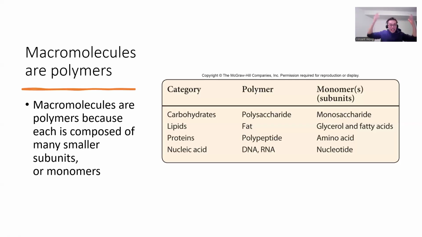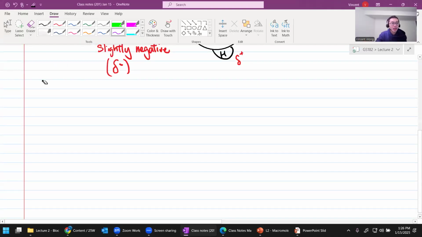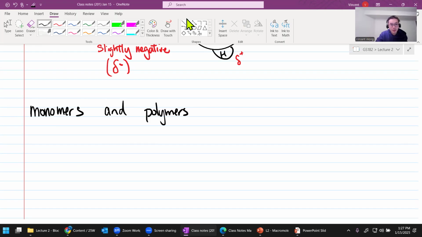Macromolecules are collectively known as polymers. Polymers are basically long chains of the same thing repeating over and over again. There are little building blocks that we connect together. So I'm gonna try to draw this out for you to help you understand. We have here monomers and polymers.